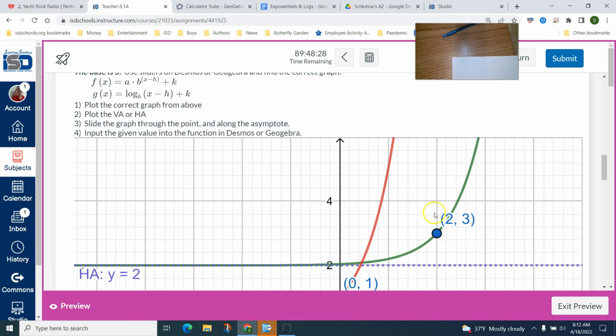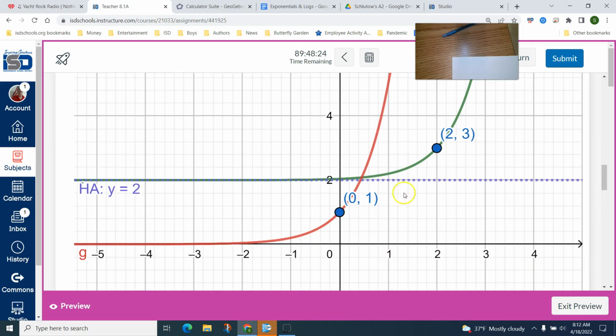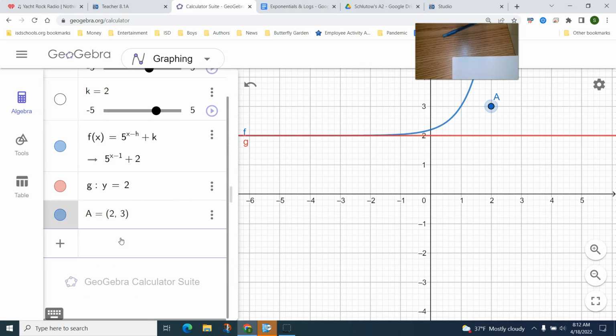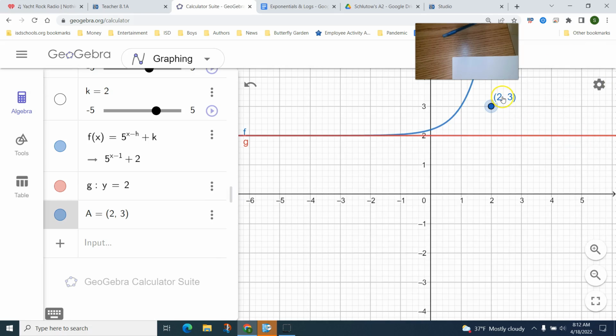Okay. Now I need to plot this point. All right. Now the parent function is this red function. How I know? It's because it goes through 0, 1. Your parent function always goes through the 0, 1. So plot the other point, negative 2, 3. Okay. So there it is right there. All right. I'm going to show it. You don't need to do this, but just so it makes sense to you. I want negative 2, 3. There's my negative 2, 3.